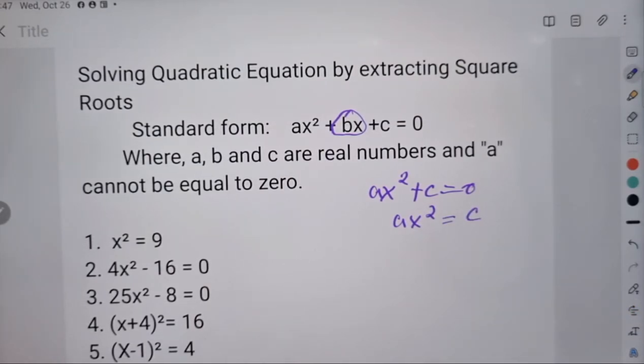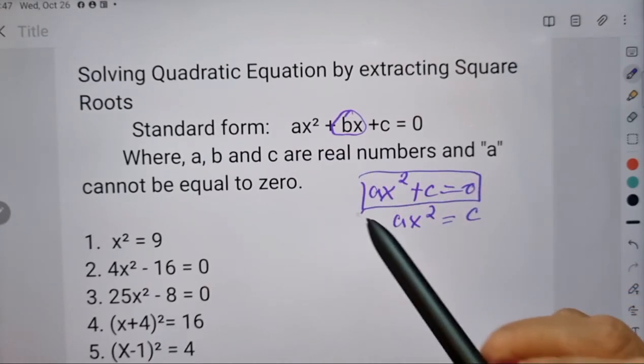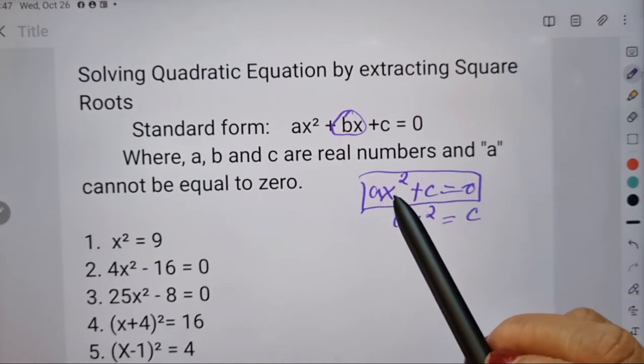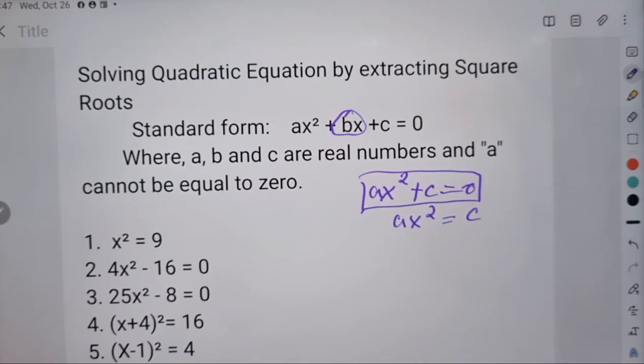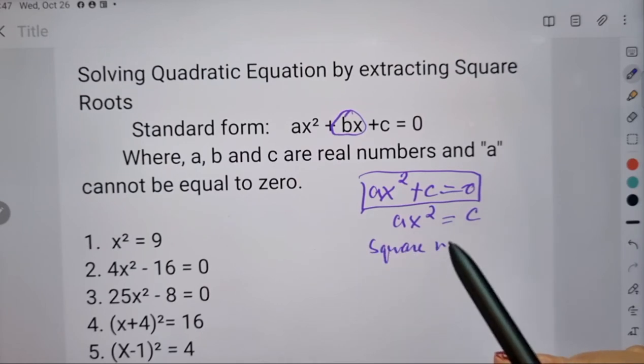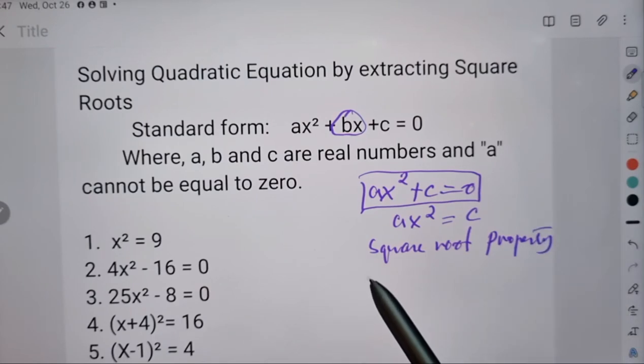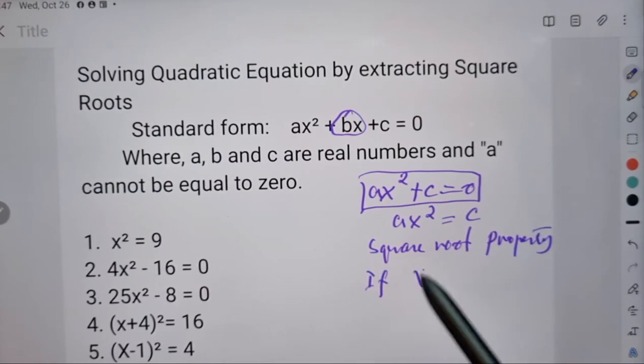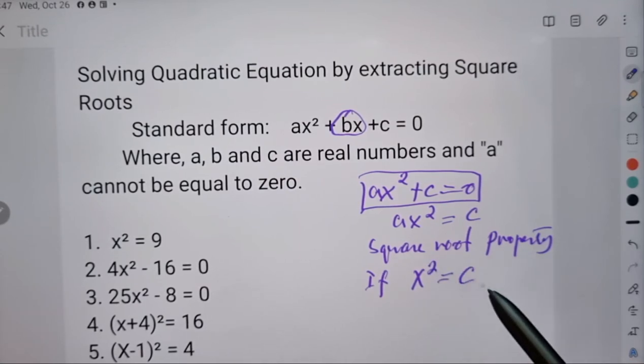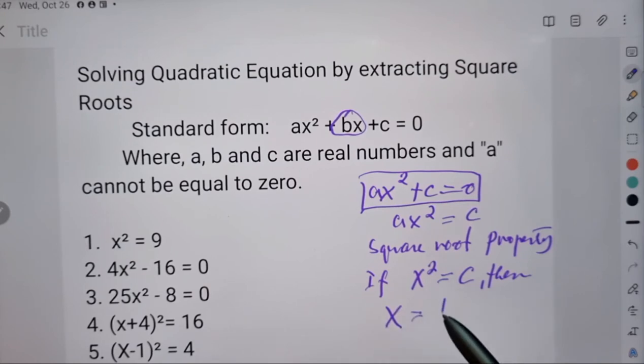Now, in this case, wherein b is 0, and we have this, ax squared plus c is equal to 0, we can solve this quadratic equation by extracting square root. So we're going to use the square root property. Okay? So, ano ba ang square root property? Ang square root property says that if x squared is equal to c, then x will be equal to positive and negative square root of c.